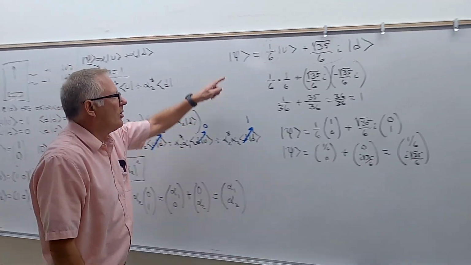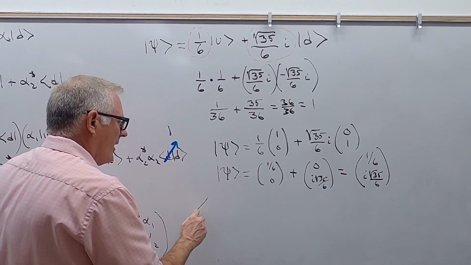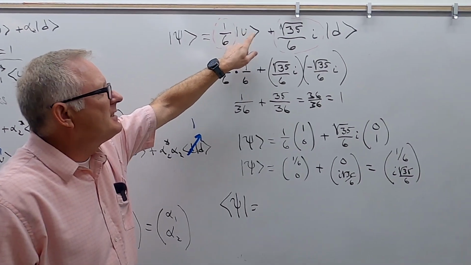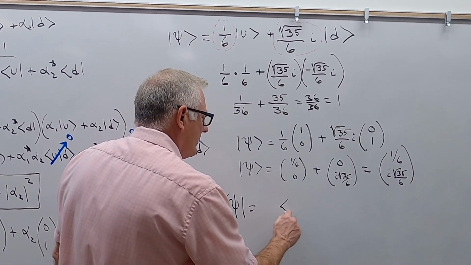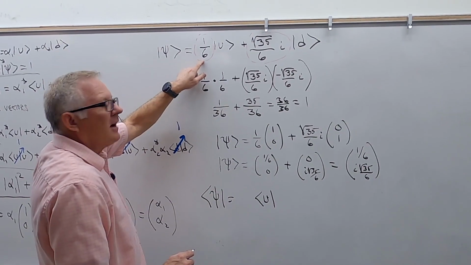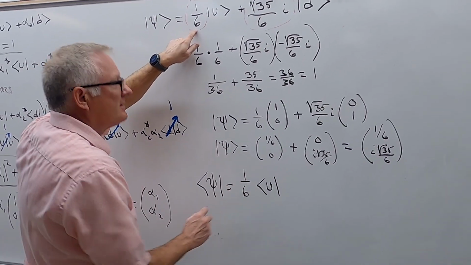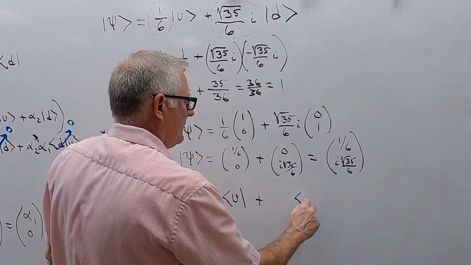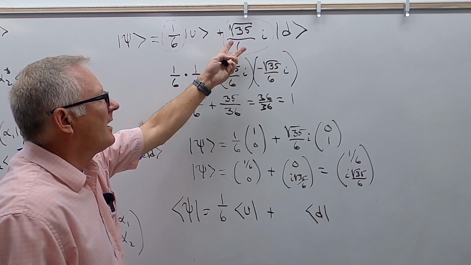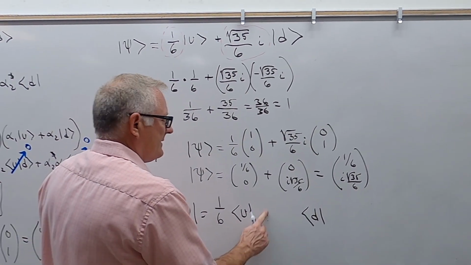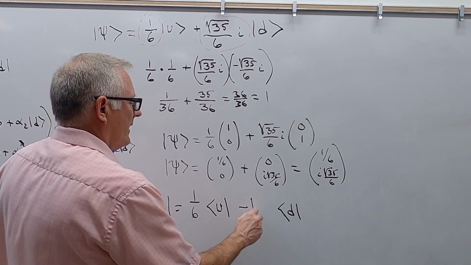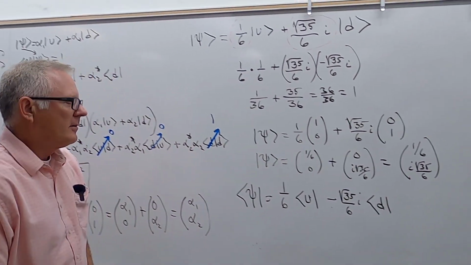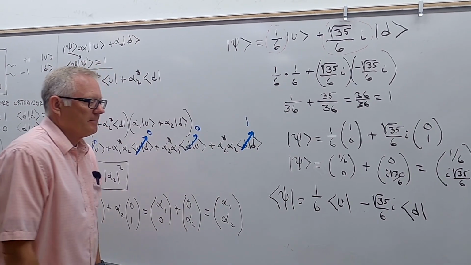What is the dual of psi? What is the bra of psi? Well, you turn these into bras of ups and downs, so that's a bra of up, and you take the complex conjugate of that, which is still 1/6. Over here, you take the bra of down, and you put in the complex conjugate. So that would be minus square root of 35 over 6 i. Okay, so there would be the bra of it right there.